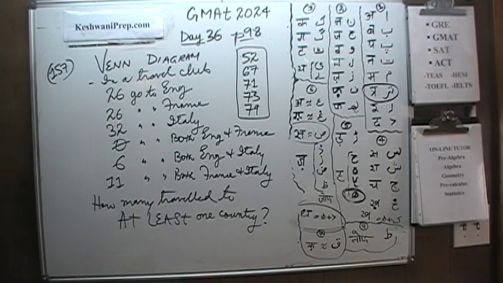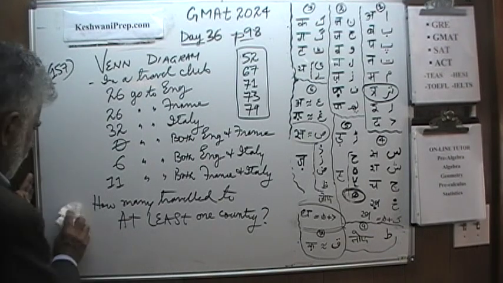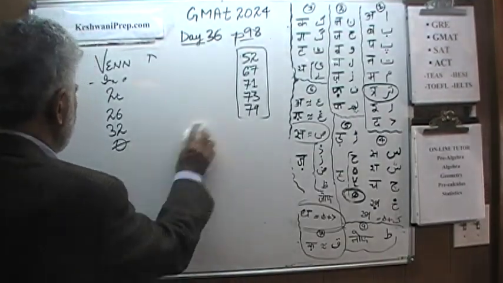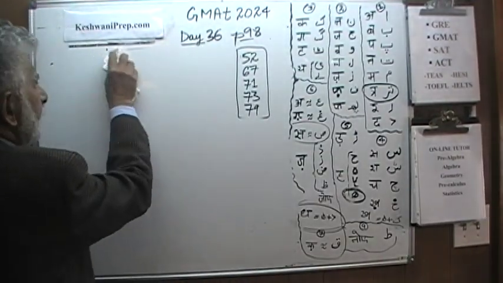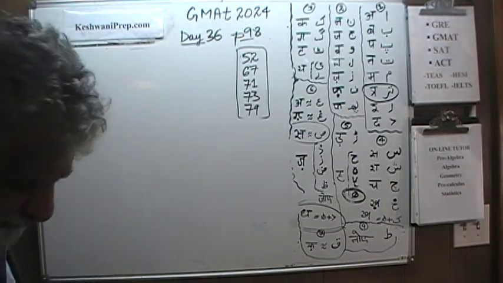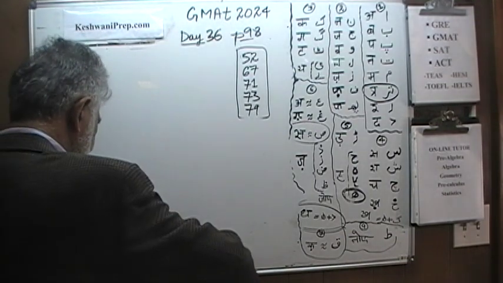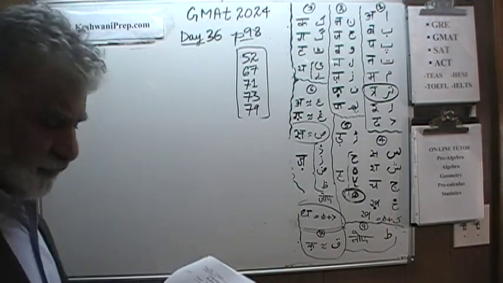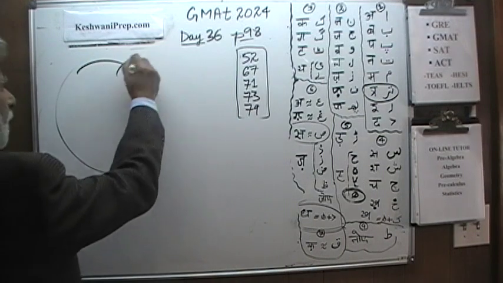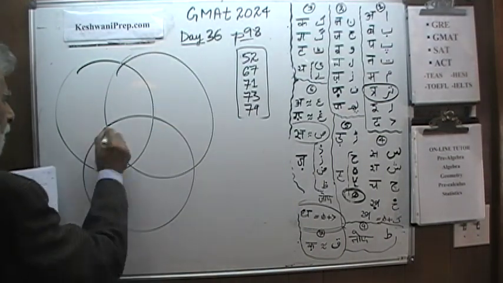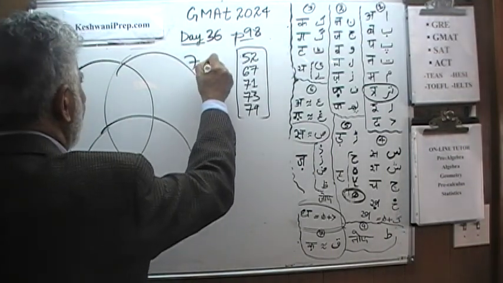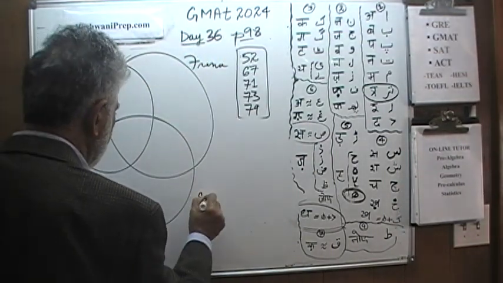Okay, so here we go. We need the room, obviously, so we need to erase everything. So let's begin. We have 3 countries: England, France, and Italy.